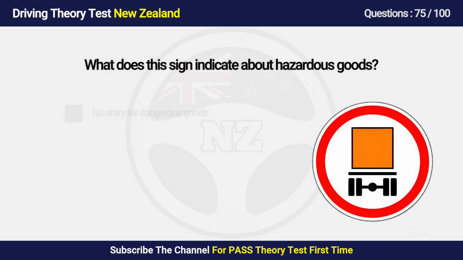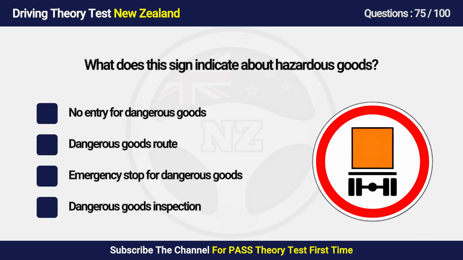Question 75. What does this sign indicate about hazardous goods? A. No entry for dangerous goods. B. Dangerous goods route. C. Emergency stop for dangerous goods. D. Dangerous goods inspection.